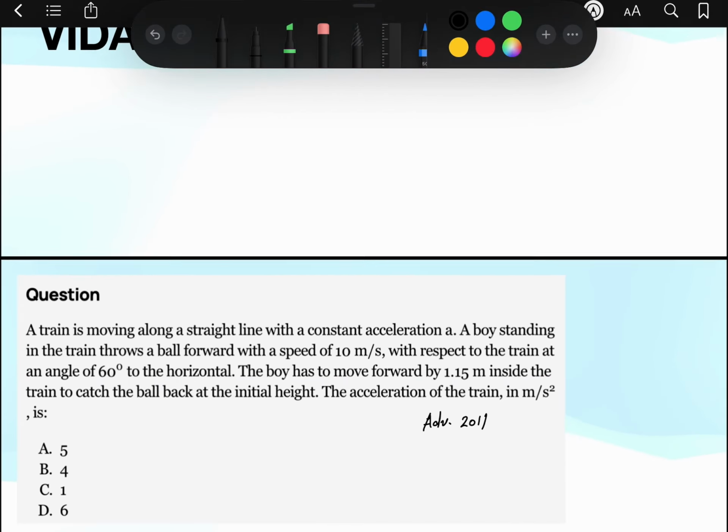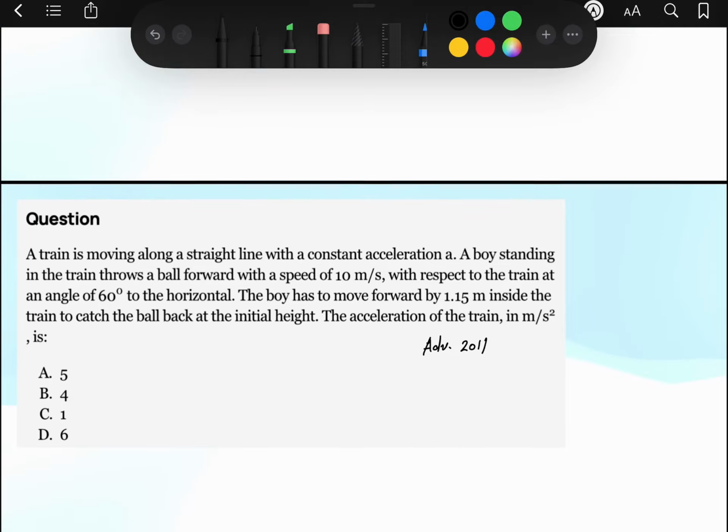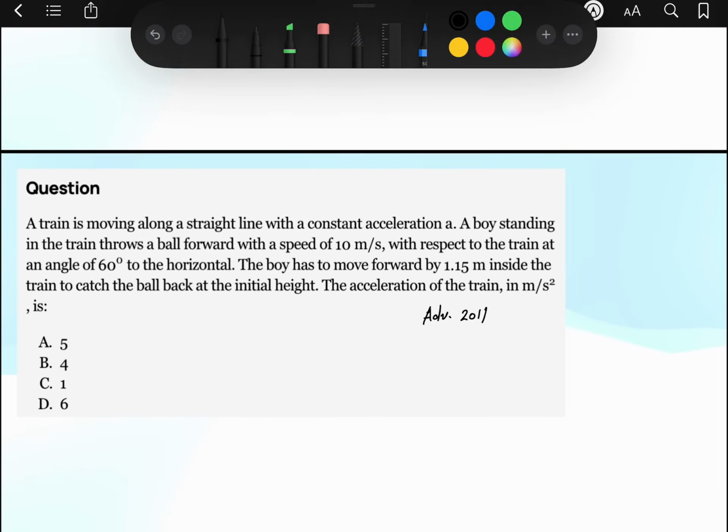So this is a question from IIT JEE Advanced 2011. The question is from the chapter projectile. Here is the question. A train is moving along a straight line with a constant acceleration a, and a boy is standing in the train. He throws a ball in the forward direction with a speed of 10 meter per second with respect to the train, at an angle of 60 degree, right?